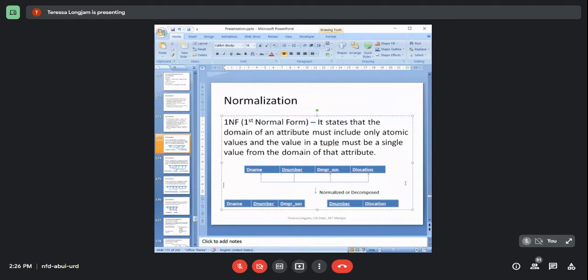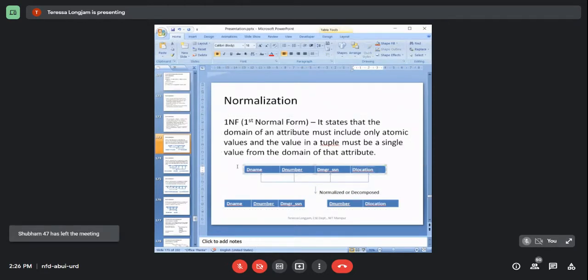By using this functional dependency, we will separate D location from this particular relation. Why? Because D location is the one which is a multi-valued attribute, isn't it? So we will separate it from this relation, and we will separately have a relation containing this D location along with the attribute which functionally determines it. That is why we have two relations after normalization, this relation and this relation.